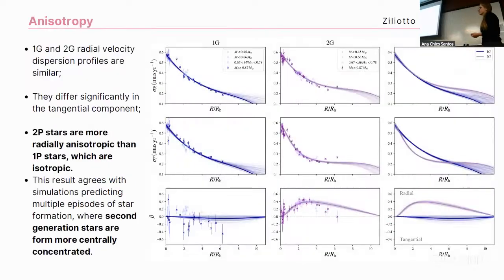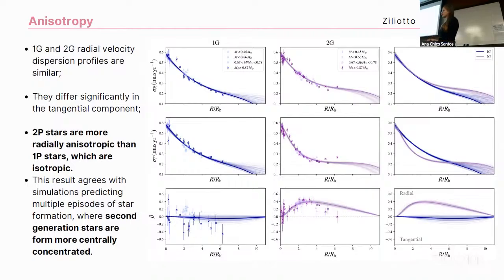So here are the results for the two populations. In the first column for 1G, in the second column for 2G, and then you have the comparison of the two in the third column. In the first line, you see the radial velocity dispersion, which is basically the same for the two populations. There are some differences maybe in the outskirts. For the tangential one, you see more significant differences, and this translates into different anisotropy profiles.